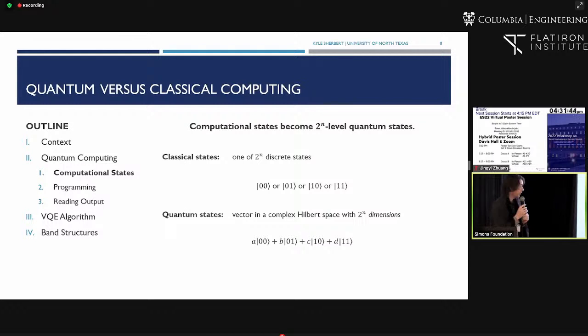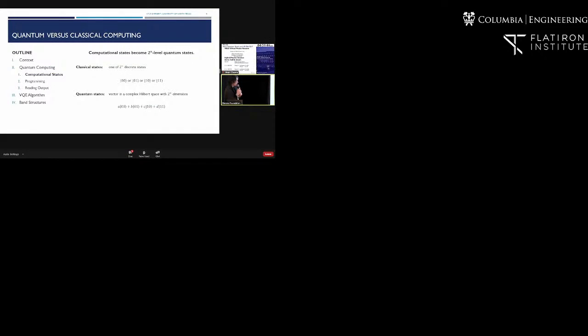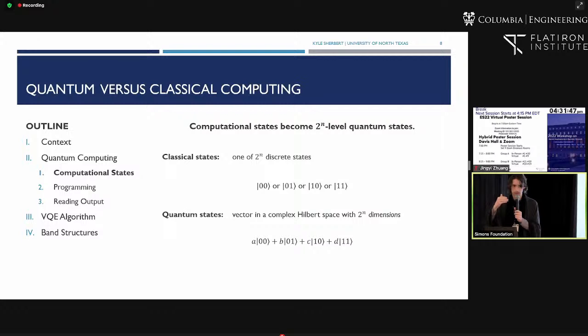Okay, now I'm going to go into a little bit of an overview of how quantum and classical computing differ from one another, and I'm going to be leading up to being able to explain the variational quantum eigensolver. That'll be the most important part of this talk.